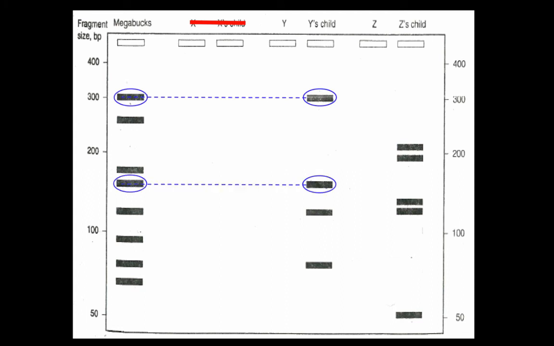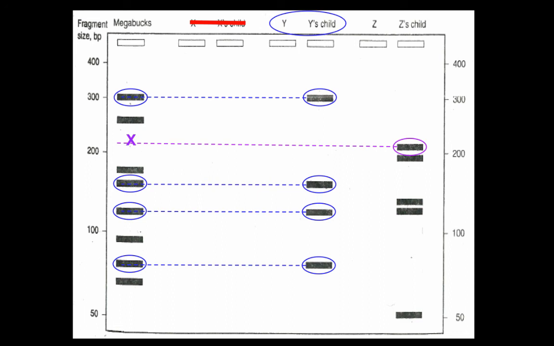So now what we're saying is, if these children are Megabucks's, then the remaining bands have to be found in his DNA fingerprint. So when we look at X's kid, right off the bat, no, not his child. Y's child, on the other hand, all of those bands are accounted for. That's his kid. And then again, Z doesn't have that band, not his kid. And so while we can use DNA fingerprints for a number of different reasons, all you basically got to do is just match up the bands.